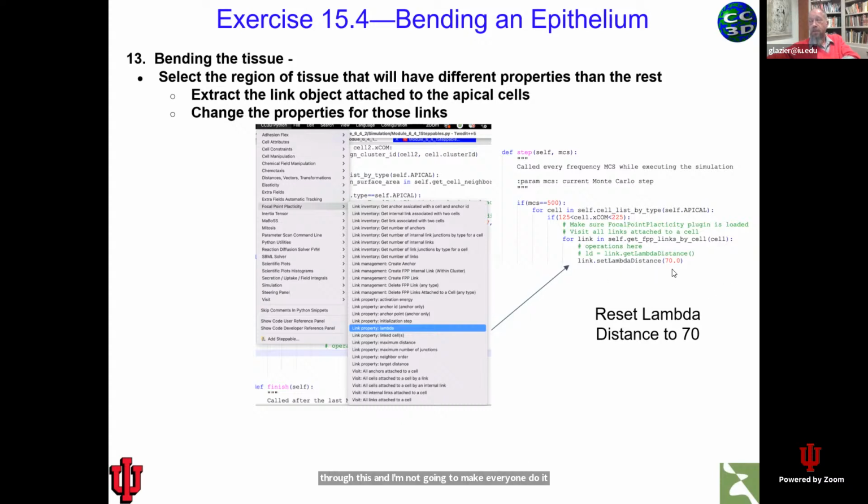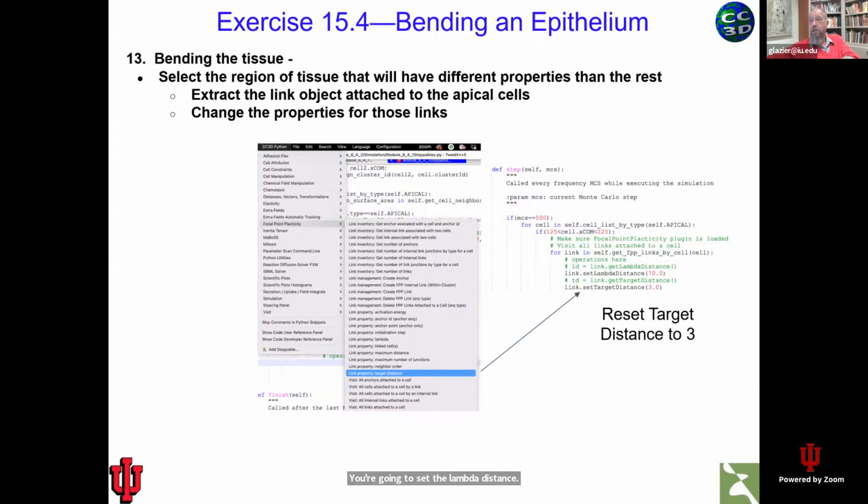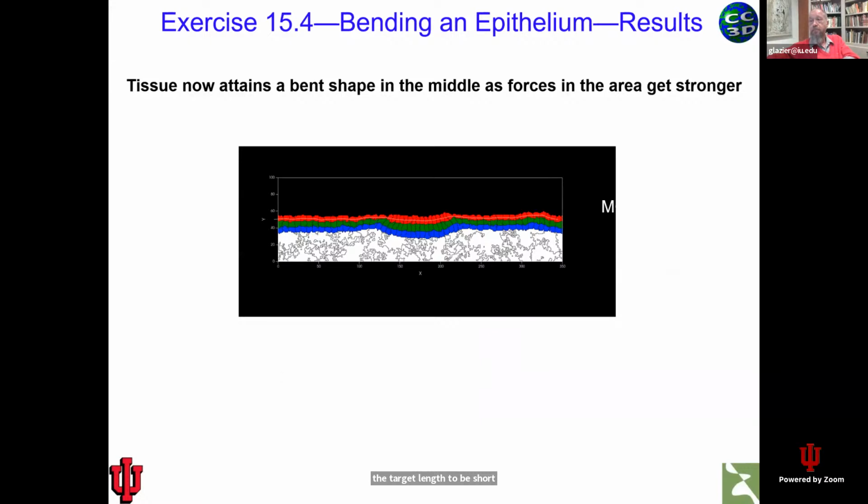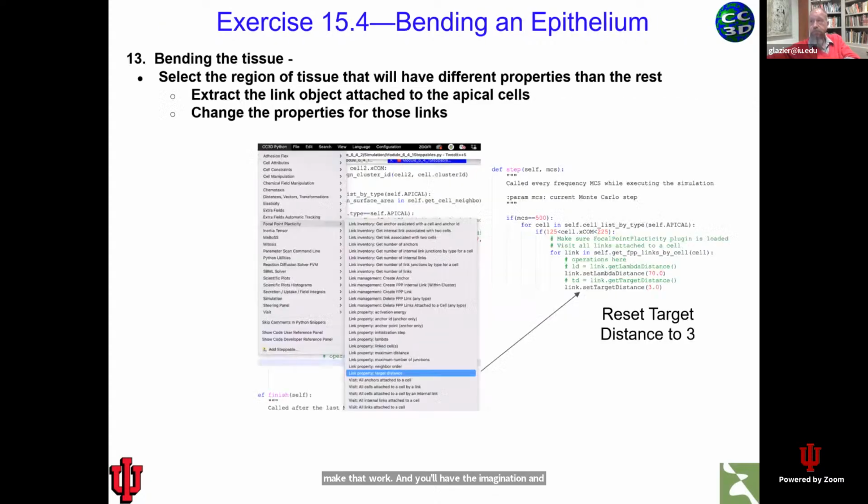You're going to set the lambda distance to be different. You're going to make it larger. Sorry, the lambda distance makes the force very large. You're going to set the target length to be short, to 3, and then you'll get that. So let's take 2 more minutes and make that work. And you'll have the invagination. And that's a good place to end, I think.